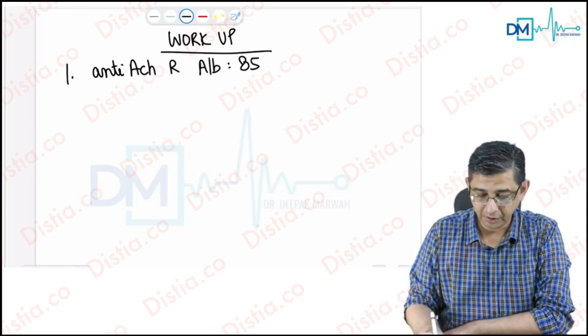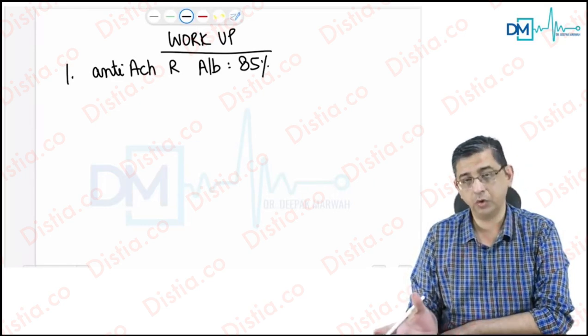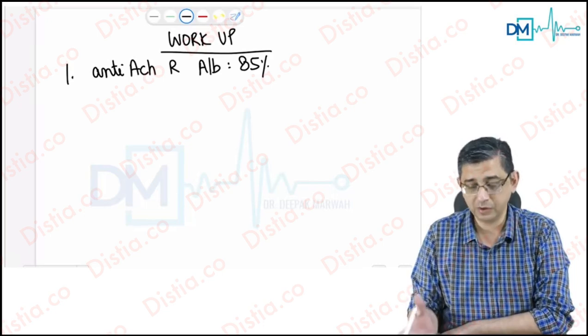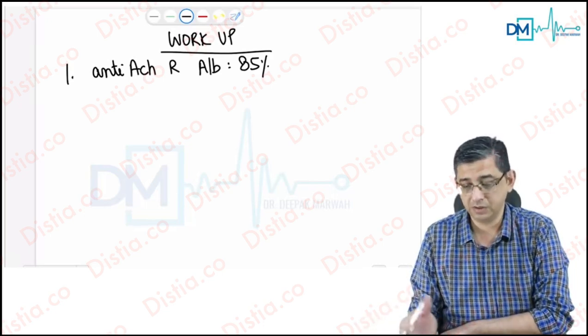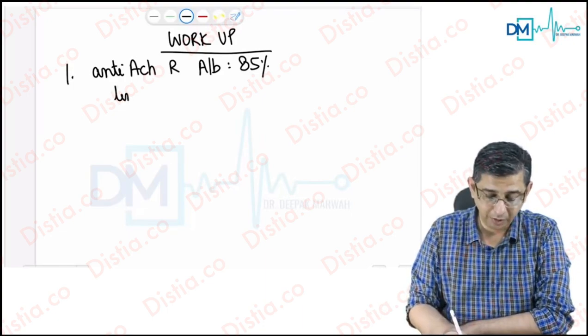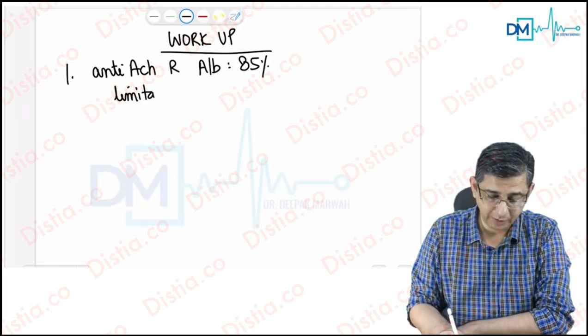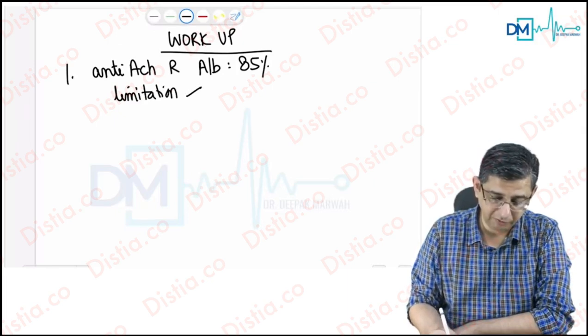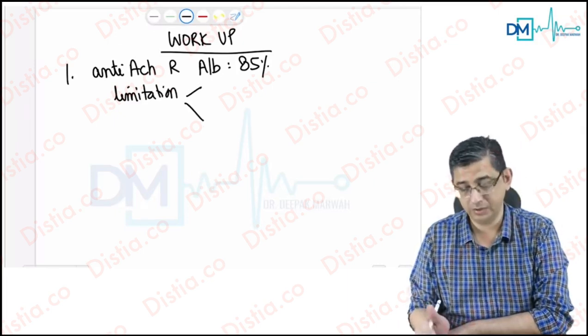This is positive in 85% of the cases, so you know that you have reached your diagnosis. If this is positive, the probability of diagnosis has increased manifold. But this antibody can be negative as well. So let us understand the limitation part, which would widen our understanding of the disease.